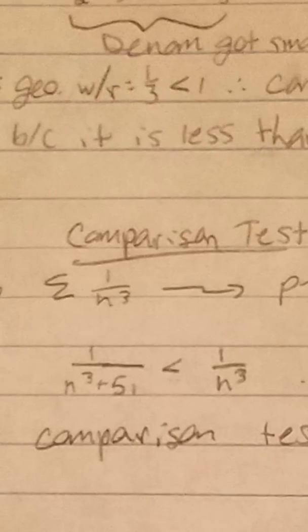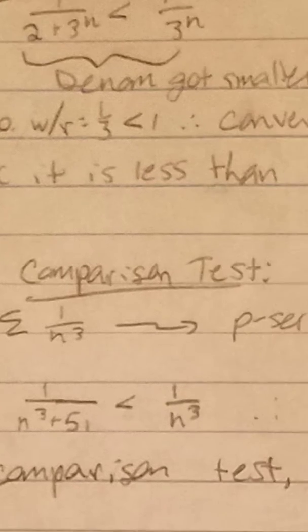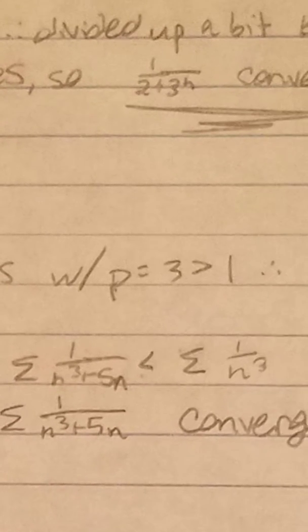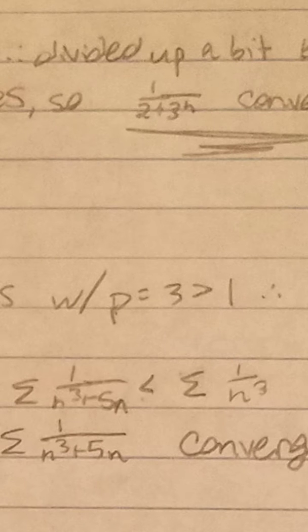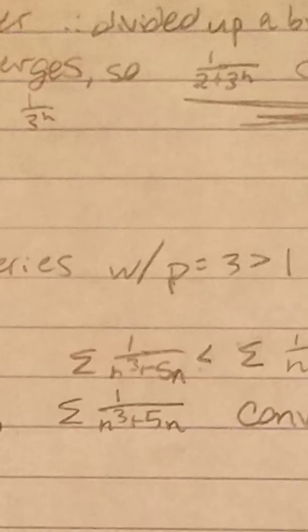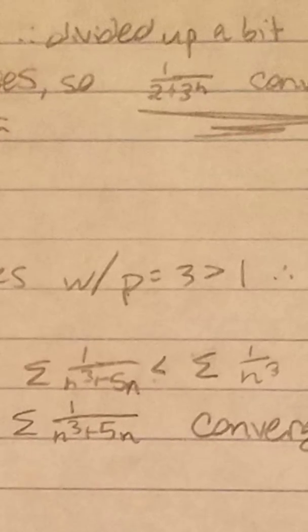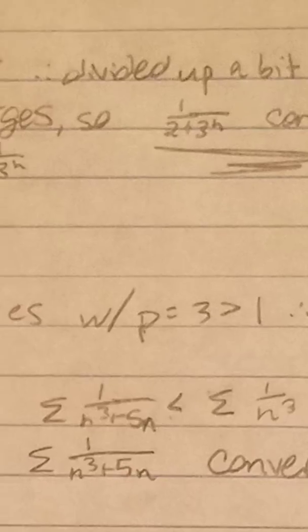So we're going to use the comparison test, and we are going to compare it to the summation of 1 over n cubed, which is a p-series with p equals 3, which is greater than 1, therefore it converges. Now we know the summation of 1 over n cubed plus 5n is going to be less than the summation of 1 over n cubed.